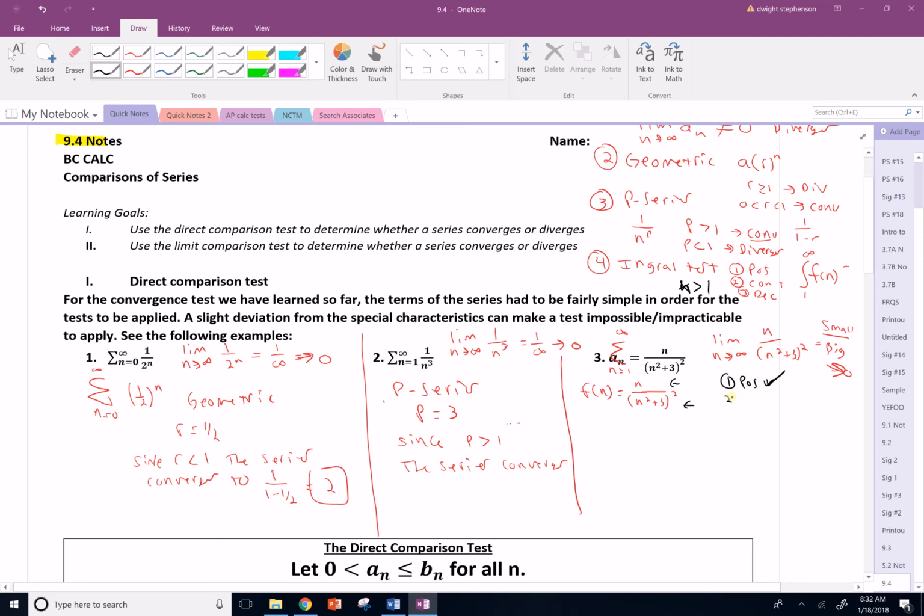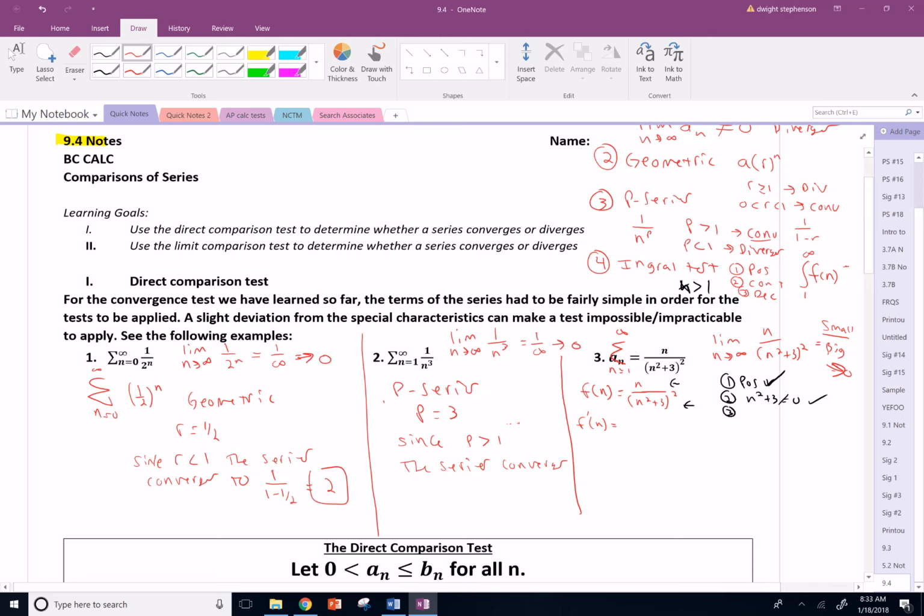So that's good. 2, is it continuous? Well, you want to look at the denominator and ask, is there anything that can make that 0? So basically you're asking, is there any way to make n squared plus 3 equal to 0? No, it will never be 0. So yes, it's continuous. And 3 is the harder one to do. You have to show that it is always decreasing, right? So the way you do that is you take the derivative and show that it's always decreasing.